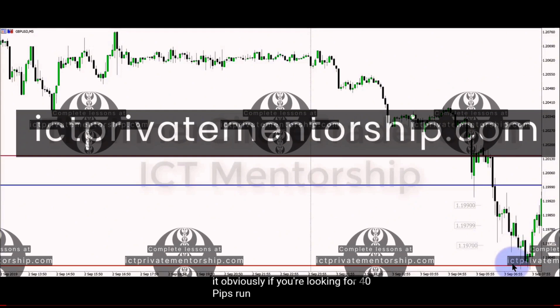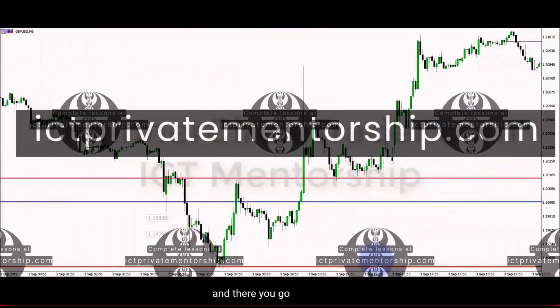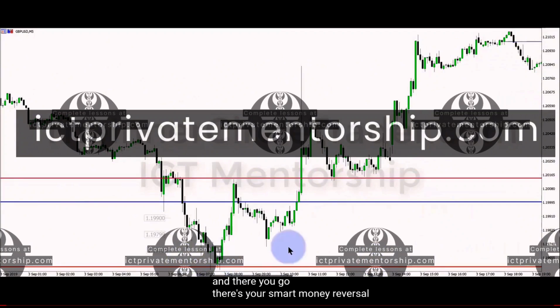Obviously, if you're looking for a 40 pip run below a big figure, perfect world would be 119.60 getting out. That's the 40 pip range, but we have to always factor in the spread, and I like to use a 5 pip buffer for that. Okay, so you'd be looking for 119.65 or slightly higher 119.70, and just be content with it reaching your target, but not trying to get out at the absolute low. Price hits it, hits it, hits it, starts to run higher, and there you go. There's your smart money reversal. Using everything and all the signatures that I teach you in the core content. Where and how they form is going to be an experience for you studying.